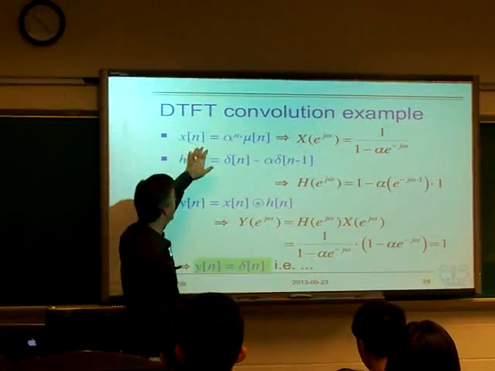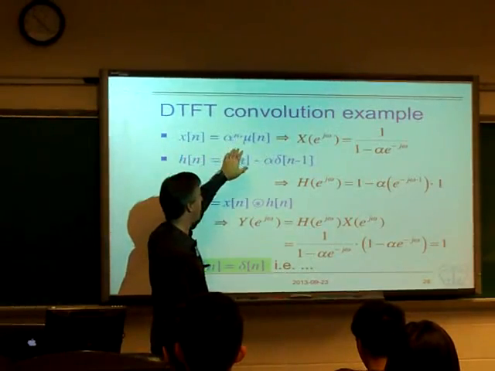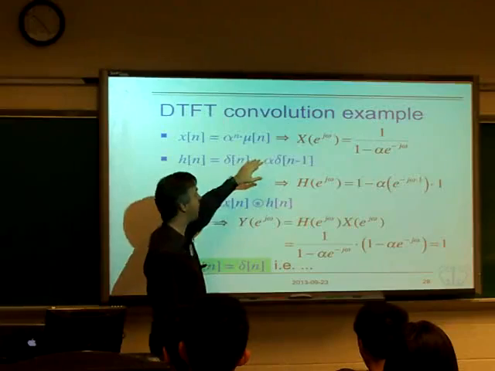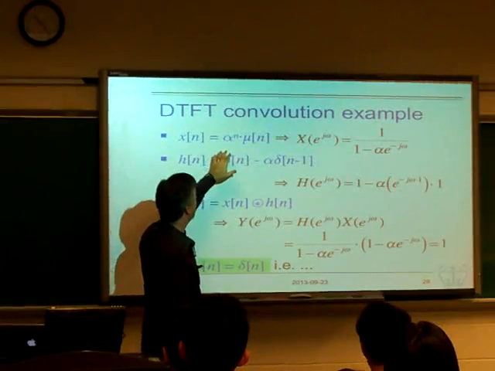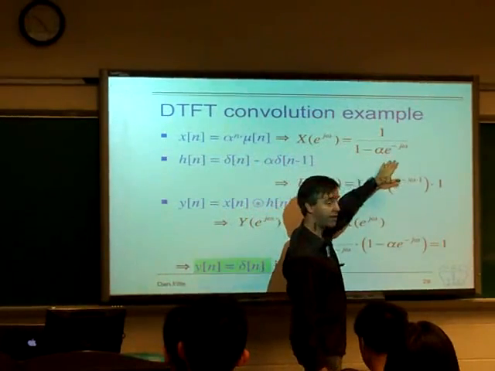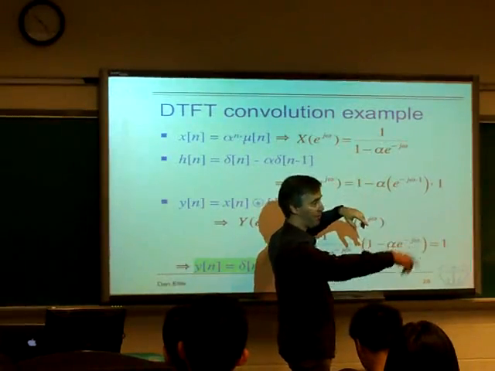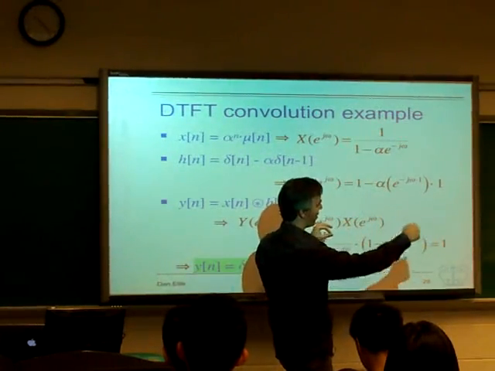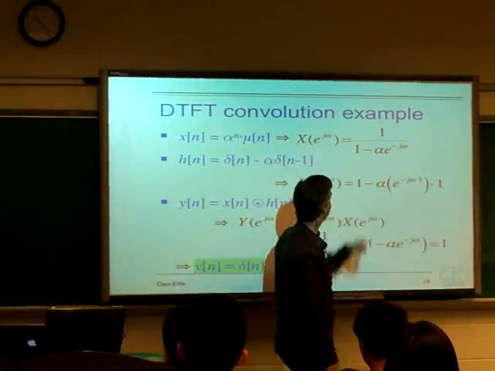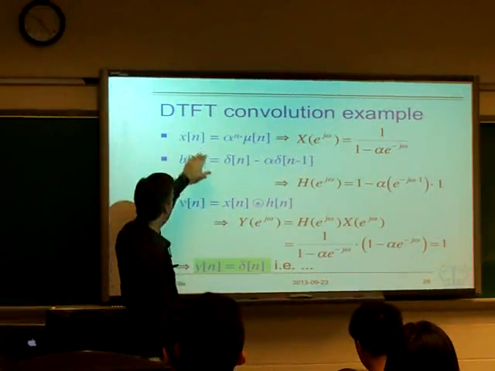So if we're saying x of n is alpha to the n mu of n, so it's an exponential sequence, right-sided, it's 0 for n less than 0. This is one of our identities. This is X of e to the j omega is 1 over 1 minus alpha e to the j omega. It's the one we looked at the beginning that has a kind of periodic bump, or the sort of the reciprocal of this spiral out around 1, 0. Okay, so that's alpha, x of n.